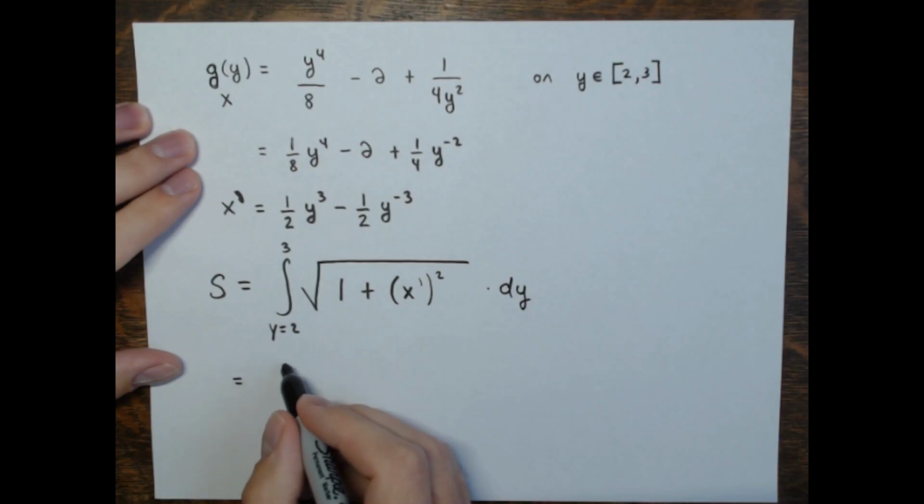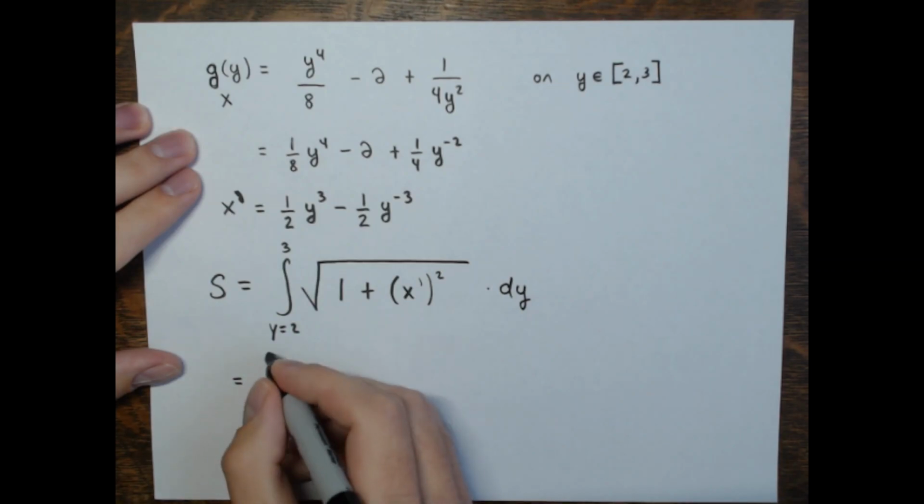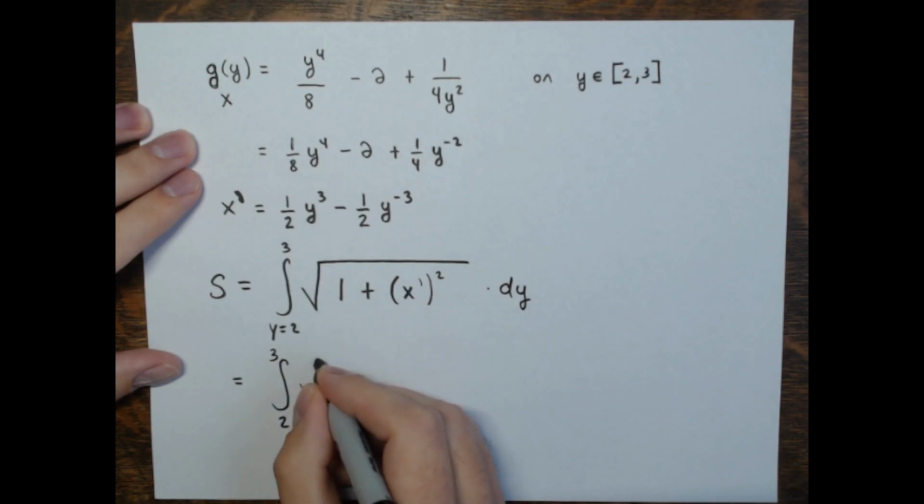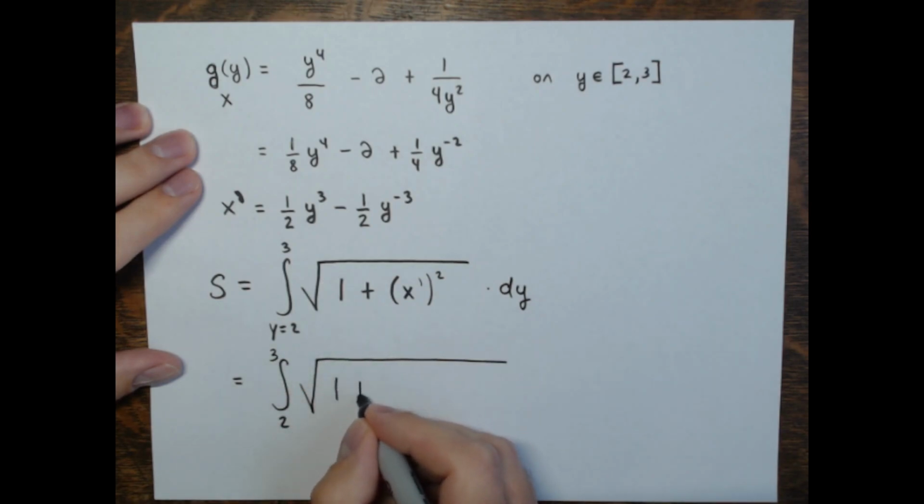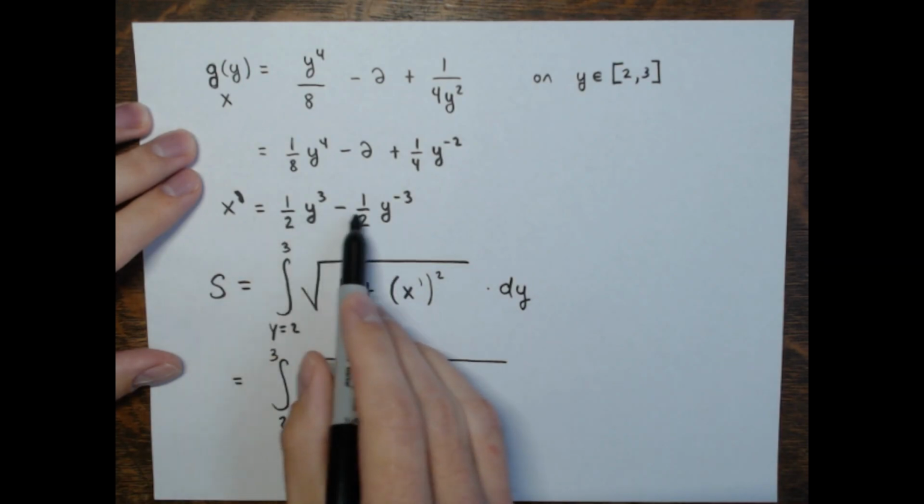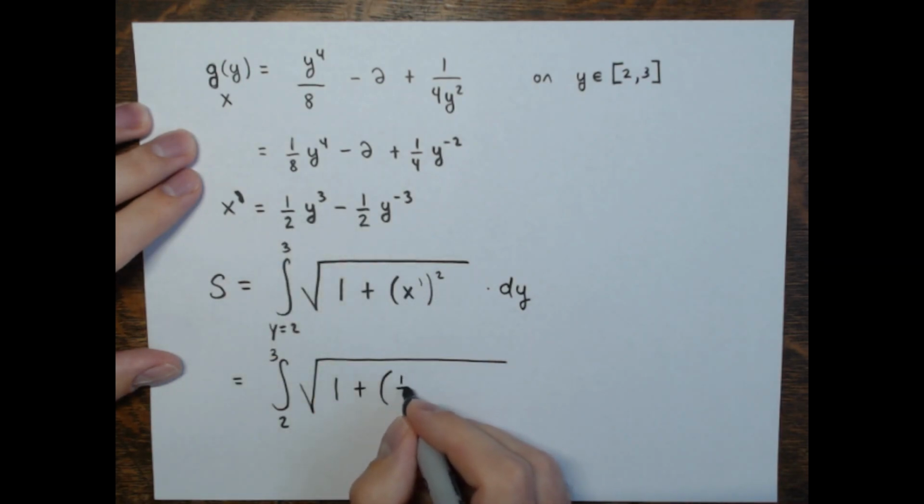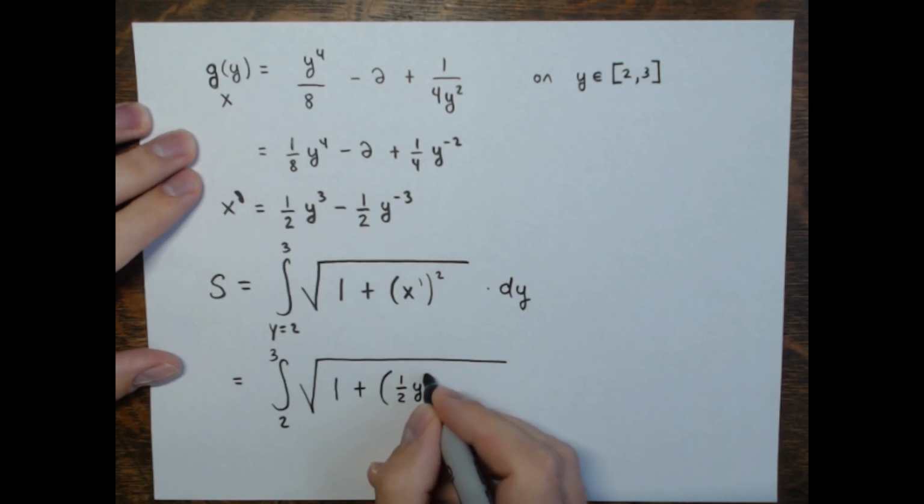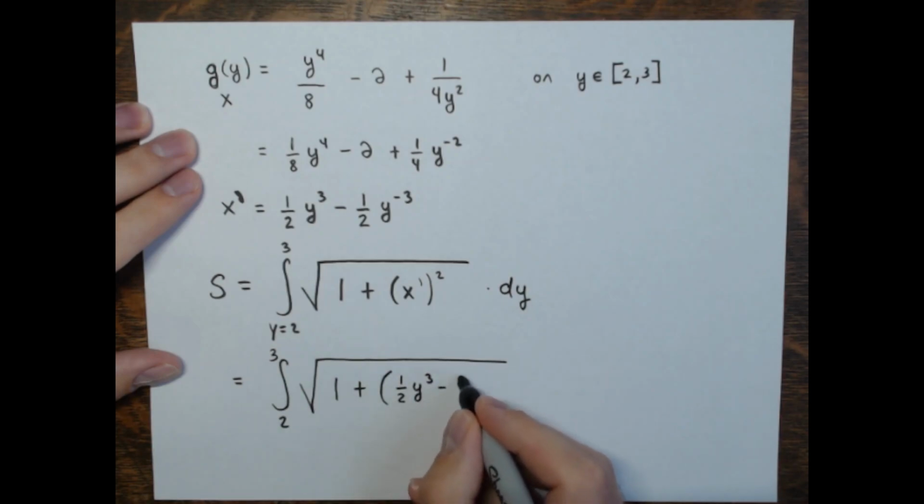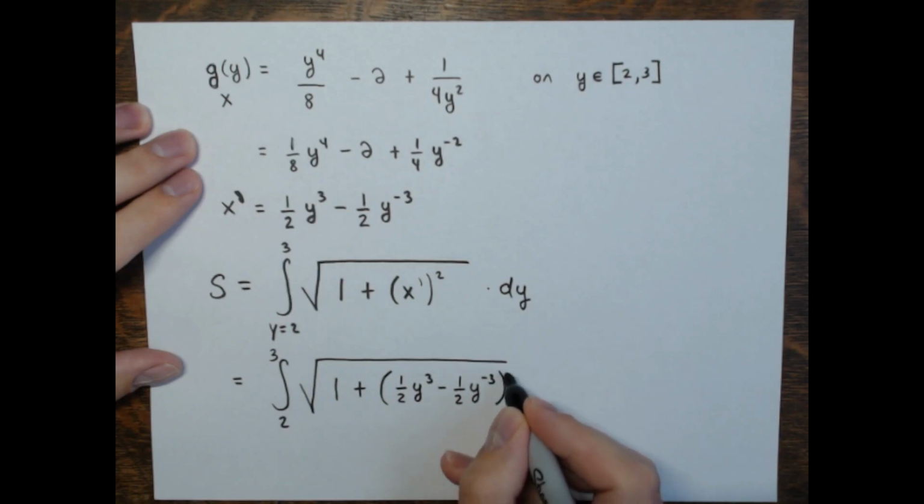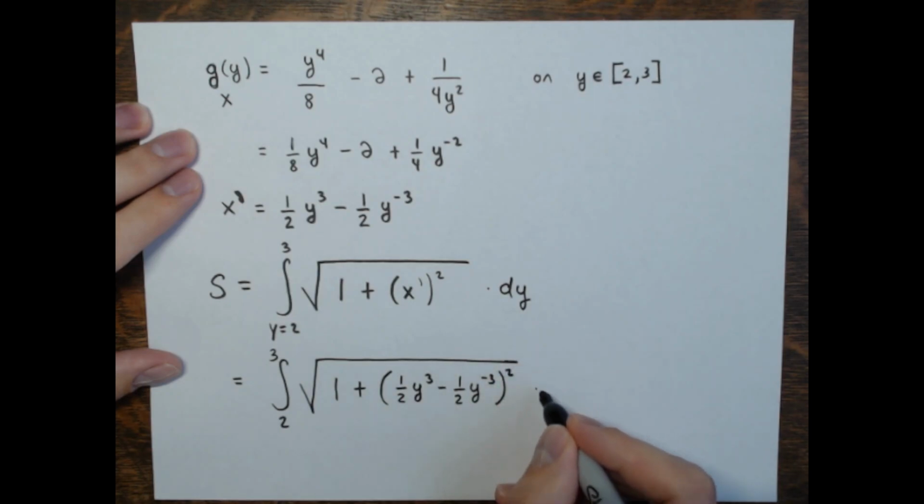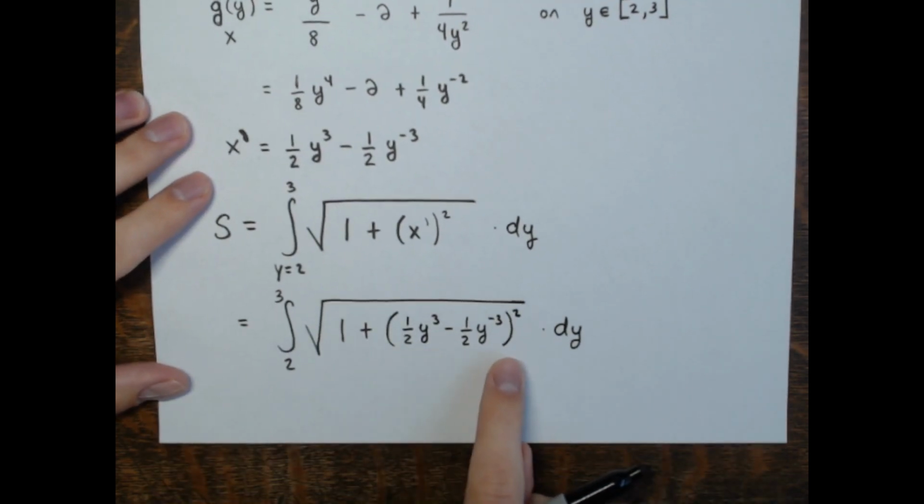So this is equal to the integral from 2 to 3 of the square root of 1 plus the quantity, this x prime I found here, which is half y cubed minus half y to the negative third. That's being squared, and then times dy. Multiply this out.